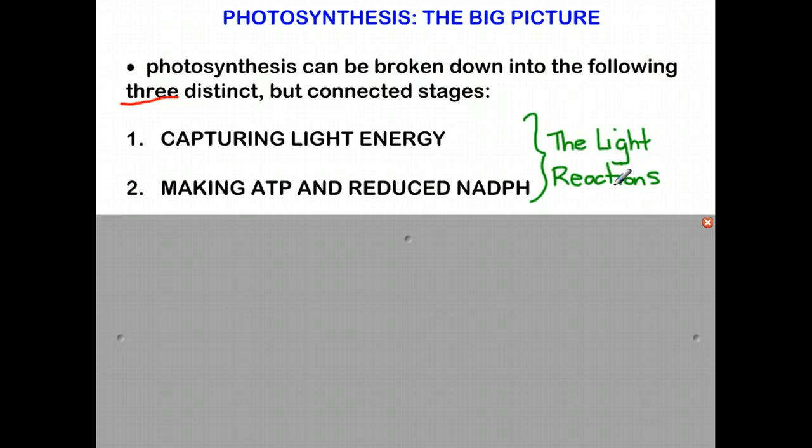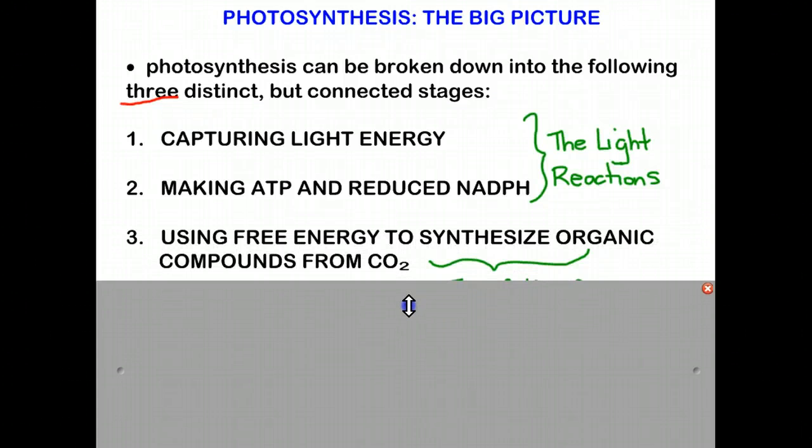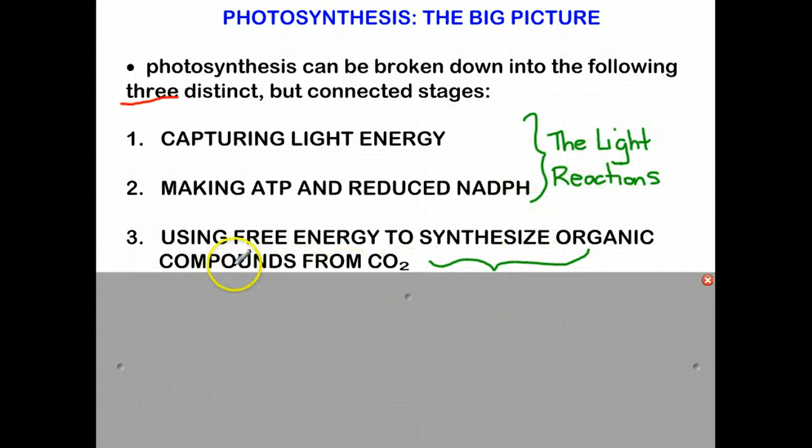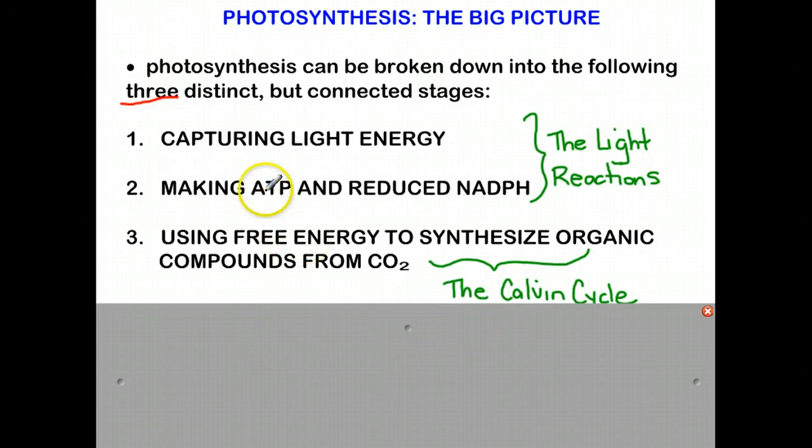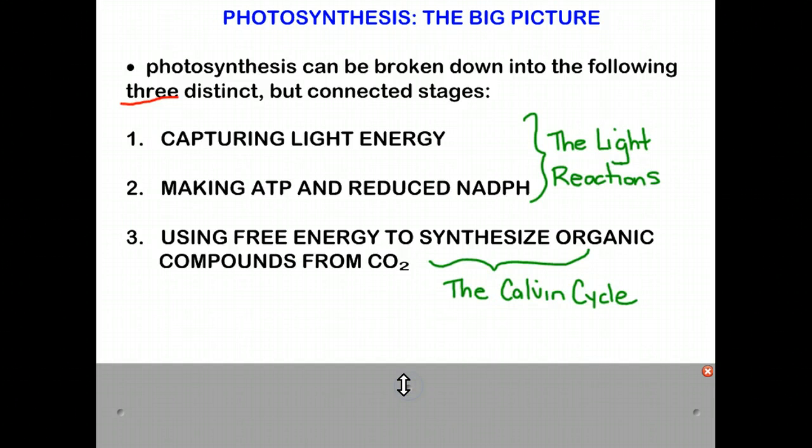So even though I'm saying three distinct stages, overall in terms of the types of reactions, I would say there are two, and I'll show you what those are. After the light reactions are finished, we use some free energy to synthesize organic compounds from carbon dioxide, with energy in the form of ATP and this reduced form of NAD. So, the two main stages.